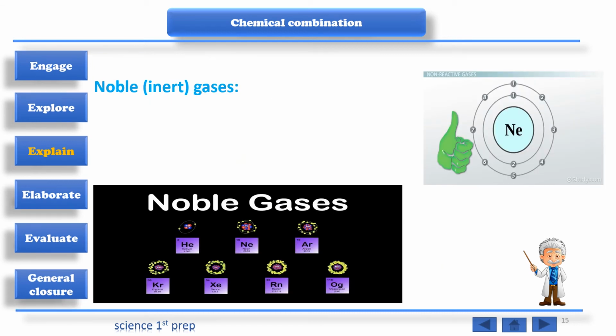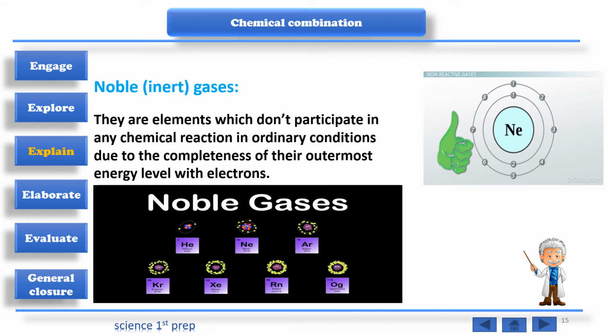And finally, we will talk about the noble gases. What are the noble gases? They are elements which don't participate in any chemical reaction in ordinary conditions. Why? Due to the completeness of their outermost energy level with electrons. This is an important give reason.